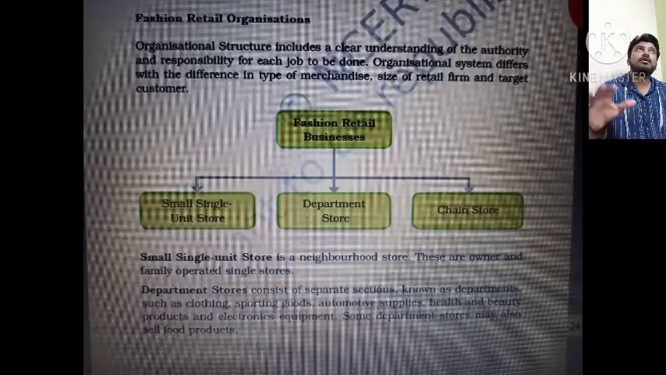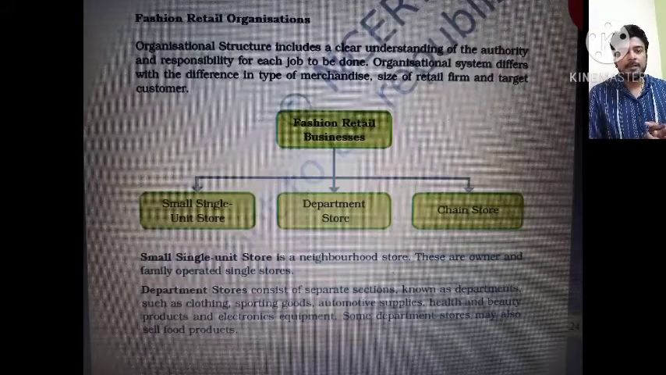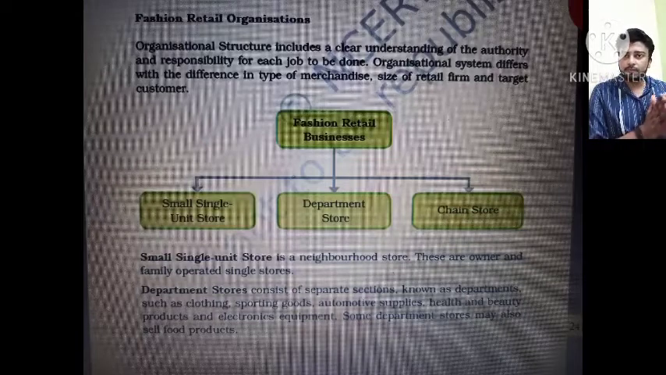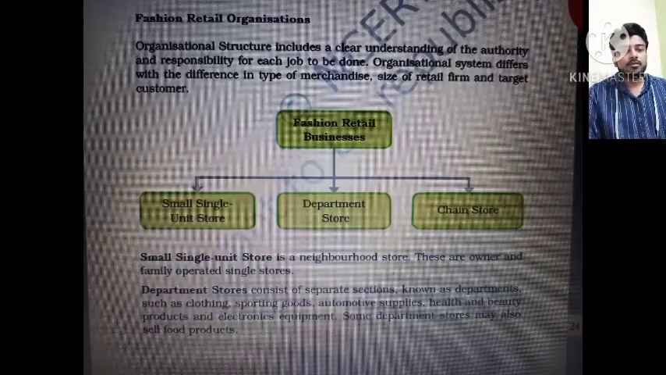Suppose there is a house of mine, and under the house on the ground floor there is a shop. There are 2 or 3 shops, and I am running a business in one of those shops. So that is a small single unit store. Okay. So now number 2 is department store.